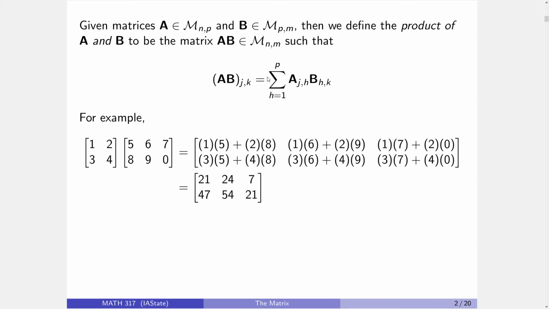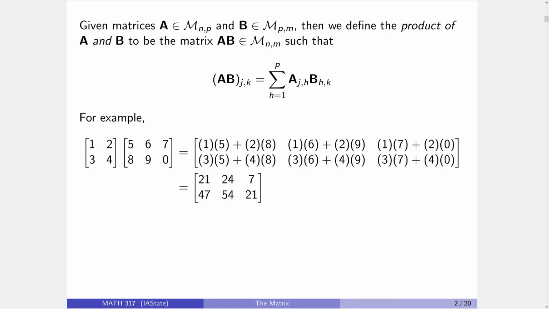Well, it's the 1, 1, so 1 locks, and then we run from 1 to 2 in here, so the 1, 1 entry of A times the 1, 1 entry of B, which is 5, okay, then plus the 1, 2 entry of A, 2, times the 2, 1 entry of B, 8. And if you really look at that, it's, oh, hey, it's the dot product of the first row of A with the first column of B.